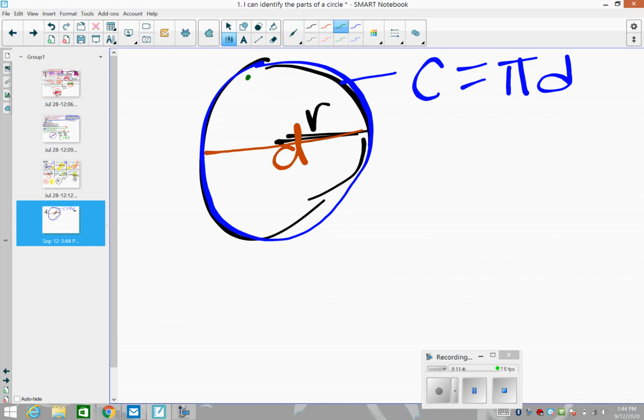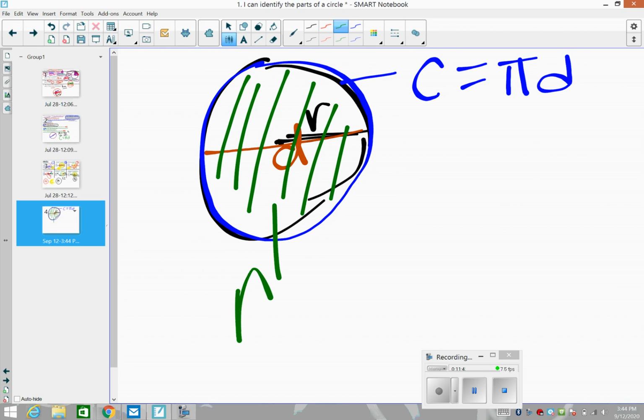And then finally, area is the space inside. Pi r squared sounds like area to me. And there's other stuff that we talked about like sector and things like that. But that will be it for today's work.